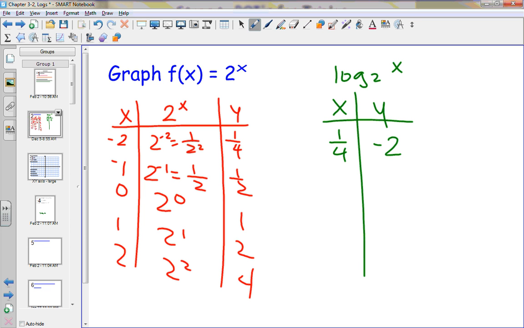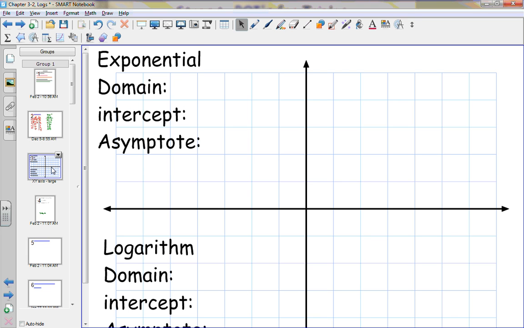Correct? What's the next ordered pair we should have? 1/2, -1. What's the next one? 1, 0. 2, 1. 4, 2. These are going to be your inverse ordered pairs. Do we understand that? Now, with that said, what we're going to do is come over here. We're going to graph those points.